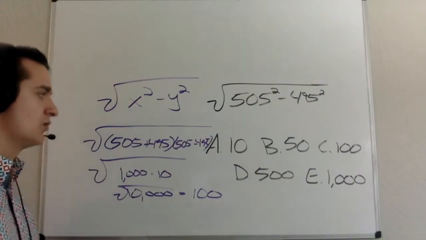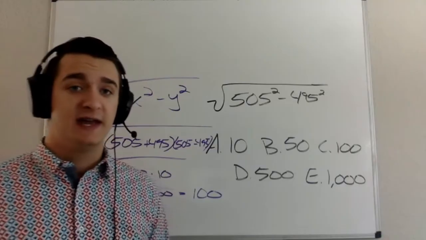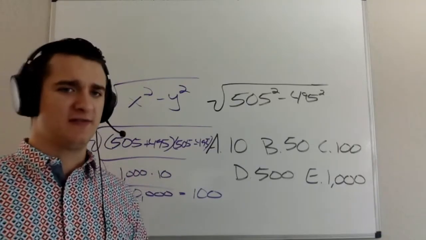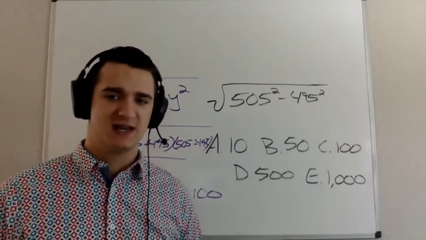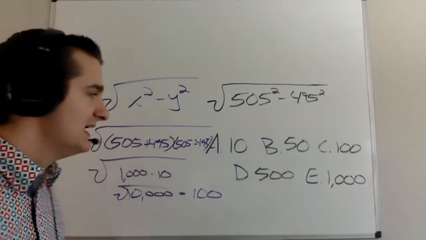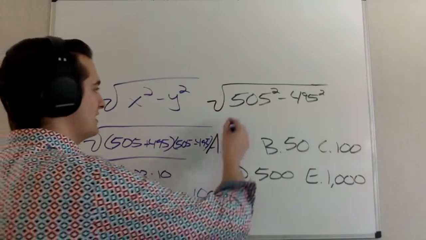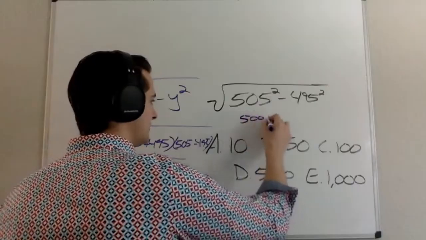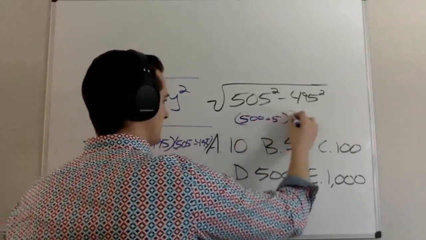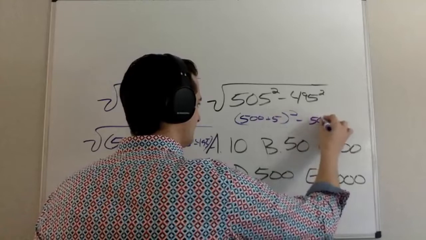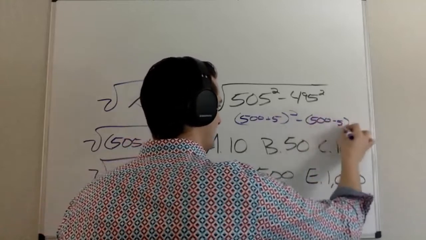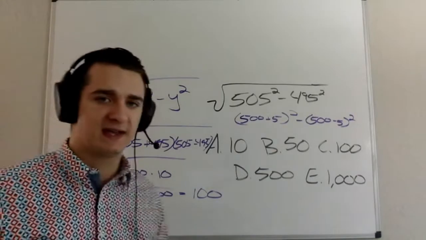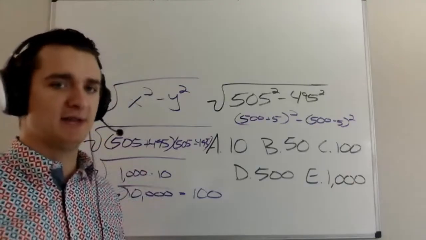Now, a couple things are worth noting here. The first thing is that one bad way we often see students work through a similar question is that they'll say, well, okay, 505 squared, I could call that 500 plus 5 squared minus 500 minus 5 squared. And they end up doing all that arithmetic, and it gets pretty complicated pretty quickly.